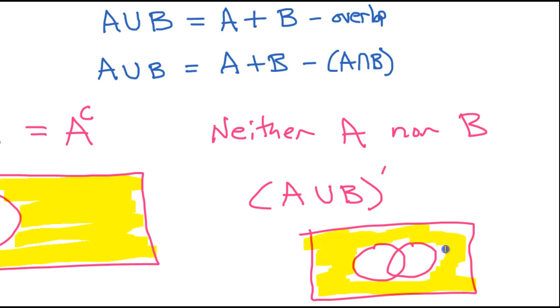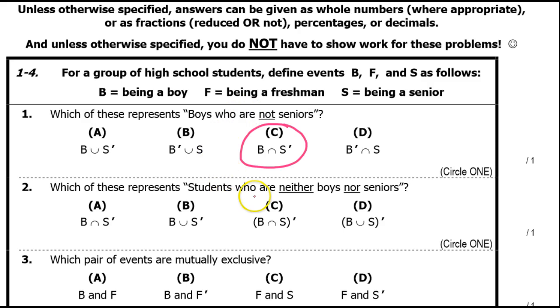Okay, and just in your common everyday speech, you would say, if we're outside of both of these, then you're neither in A nor in B. You're not in either one. Okay, so neither A nor B is the same thing as not A or B. Okay, so we're looking for students who are neither boys nor seniors. So we're looking for not boys or seniors. And that's what I see right here. Not boys or seniors would be the same thing as neither boys nor seniors.